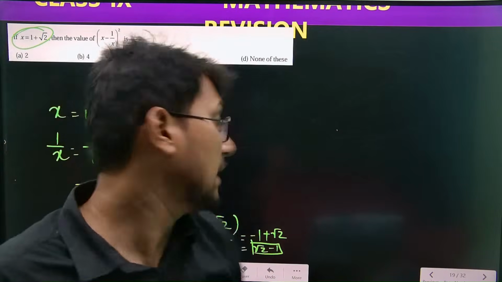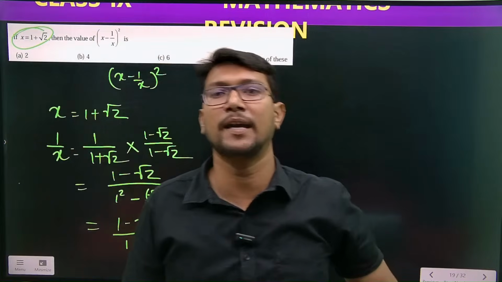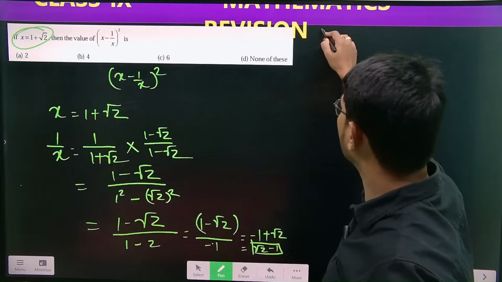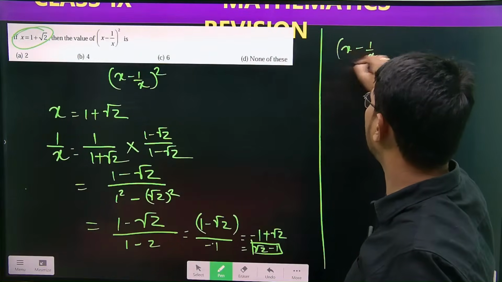Are you clear? It is which one value? It is the value of 1 by x. Okay. Now question is asking to us, बच्चों, x minus 1 by x का square.